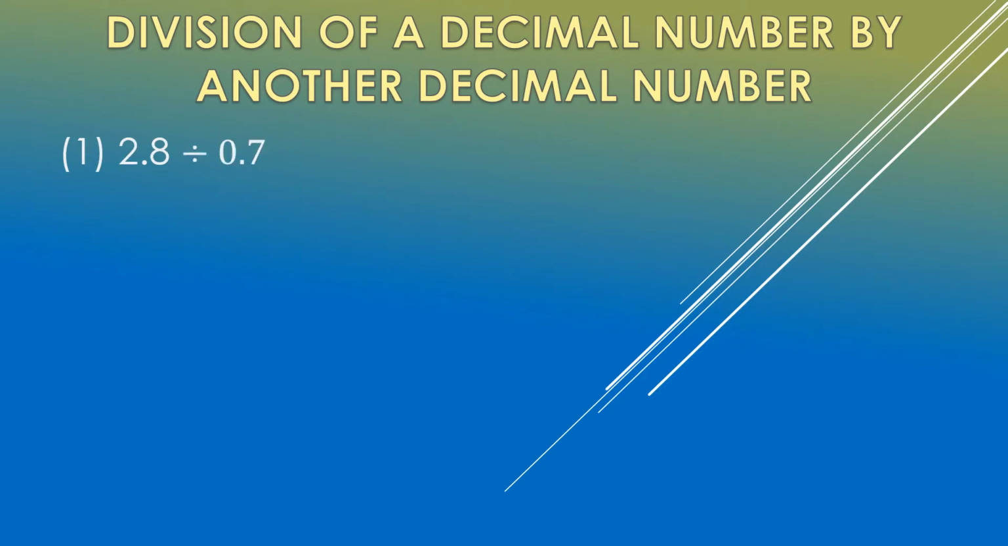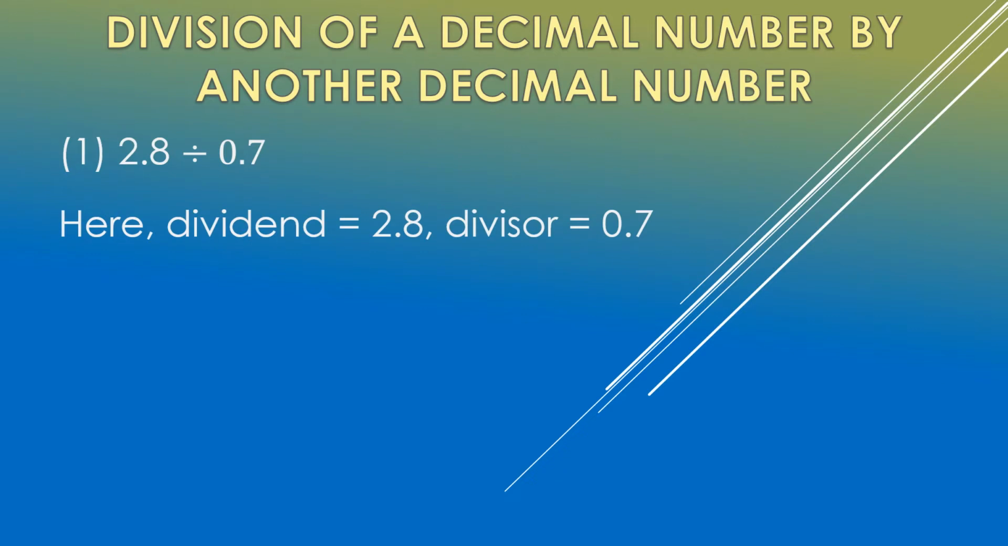Question number 1. 2.8 divided by 0.7. Here, dividend is equal to 2.8 and divisor is equal to 0.7. Now, write it as fractions. So, 2.8 divided by 0.7 is equal to 2.8 upon 0.7. If there is a decimal point in divisor, we first need to remove the decimal point and change the divisor into a whole number. See, 0.7 has one digit after decimal.